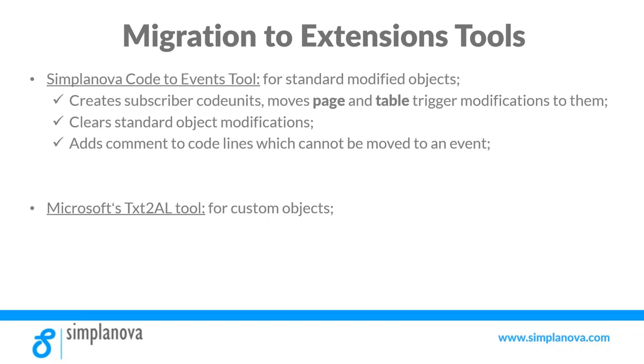The second one, the Simplanova Code to Events tool, deals with the modifications inside standard objects, because the Microsoft tool does not move modifications to events. So what the tool does is it creates subscriber codeunits and moves page and table trigger modifications to them. It also clears the standard object modifications, because if you want to move code outside of them, you also have to clear and leave them as standard.